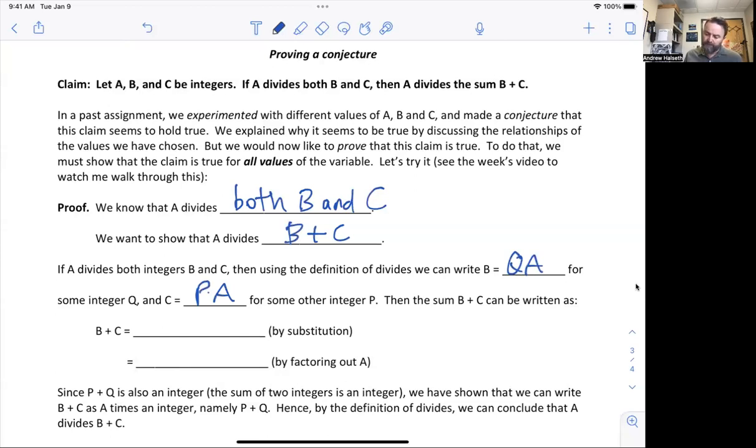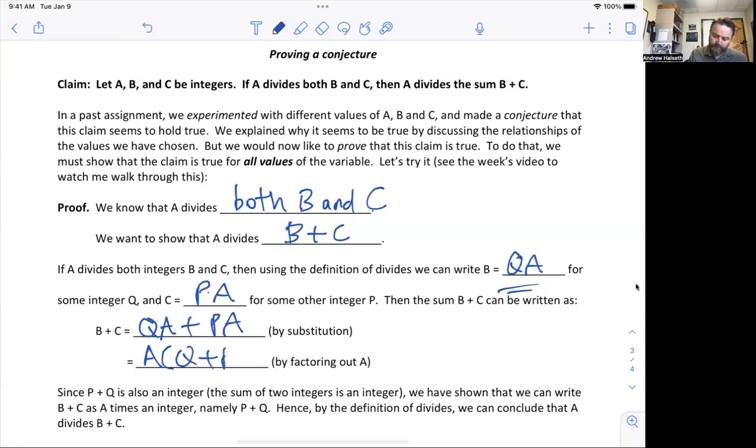Now we can combine those, because what does the sum b plus c look like? So b plus c, by substitution, b we wrote as q times a, and c we wrote as p times a. I'm just doing substitution of those little equations I wrote in the previous paragraph. Now using a little algebra, notice both of those have an a. So I'm going to factor out the a.